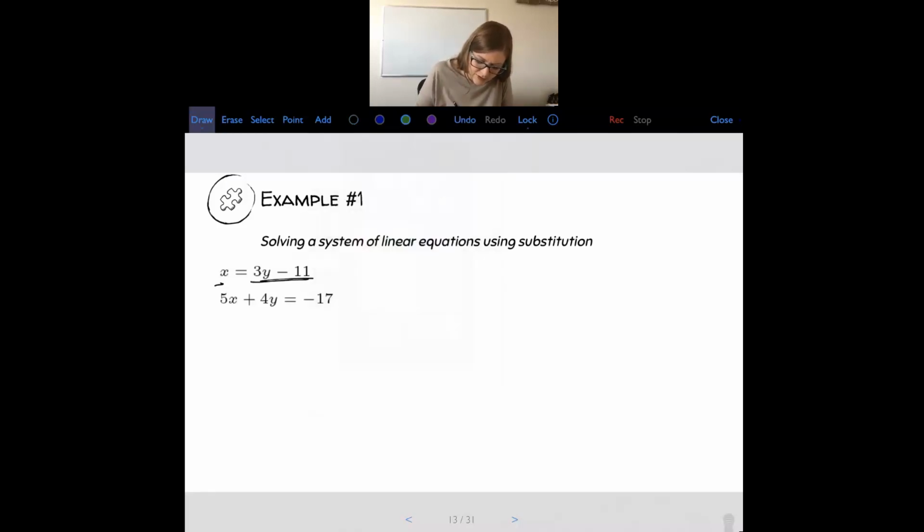So we're going to substitute, we have an x in the second equation, and we're going to plug in the 3y minus 11 in for x. So we're substituting that in for x. And the reason it's substituted in for x is x is on a side by itself. X is equal to 3y minus 11. So instead of having x in the second equation, we're going to replace it with 3y minus 11. So we have 5 times 3y minus 11 plus 4y equals -17.